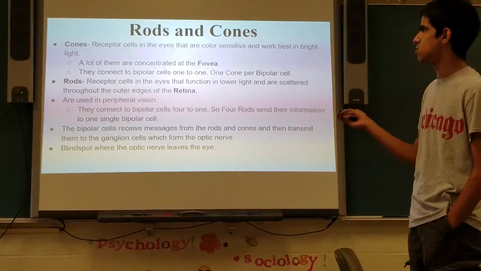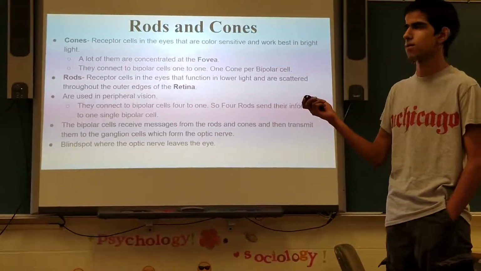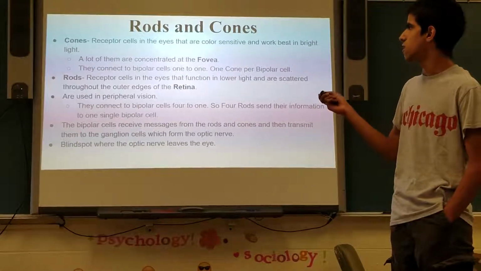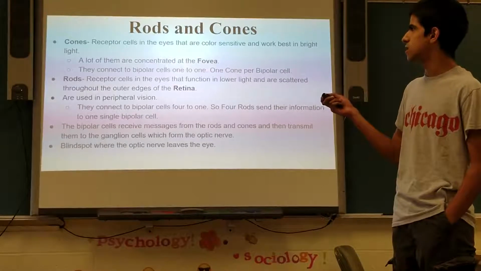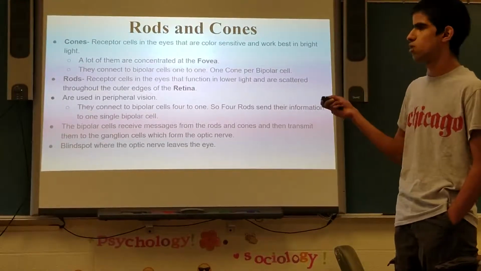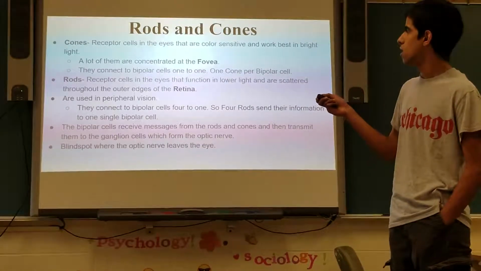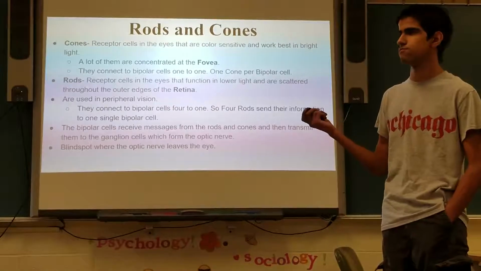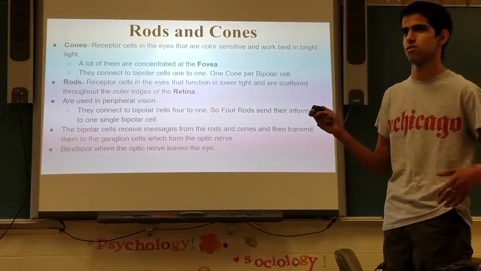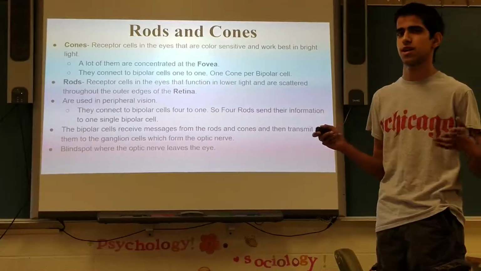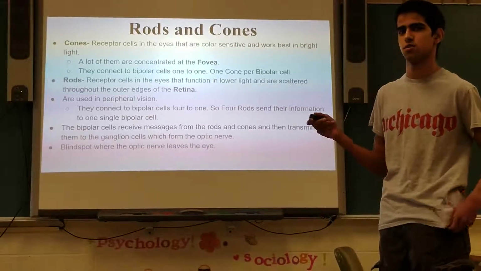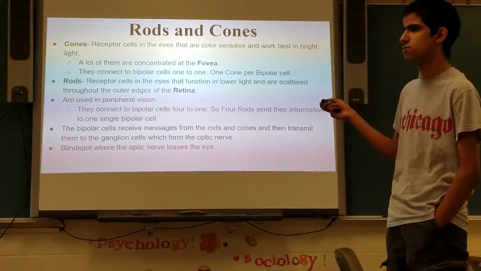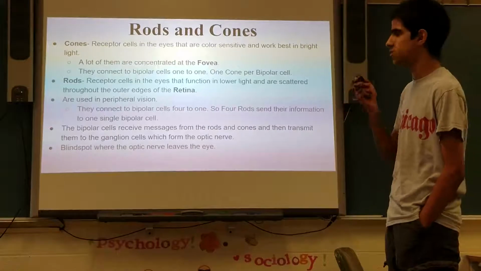So cones are the receptor cells. Cones see color. Just remember CC. Cones see color. They work best in bright light, and a lot of them are in the fovea. They connect to the bipolar cells one to one. So one cone has its own bipolar cell, as opposed to rods, which have about 4 rods to 1 bipolar cell. So the information sort of gets distorted because one bipolar cell is taking it from 4 rods, which is why it can't take as much or as precise information as it could if it was just one bipolar cell for 1 rod. But we don't do that. We have 1 cone for 1 bipolar cell.